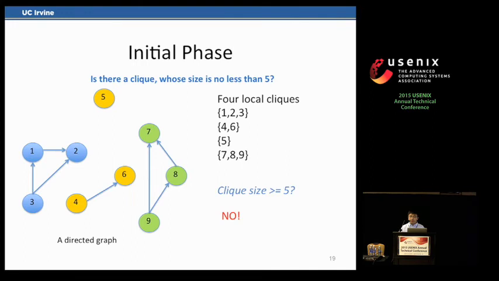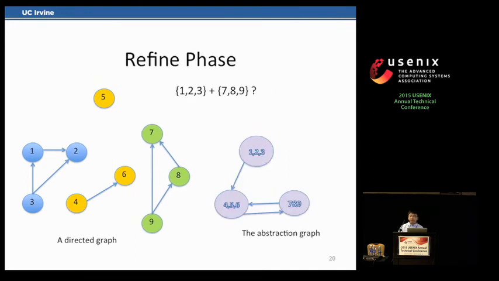GraphQ first inspects the 2 cliques with a larger size, 1, 2, 3, and 7, 8, 9. GraphQ checks the abstract edge on the abstract graph. As there is no abstract edge, we can safely skip this option. Then GraphQ tries to check 1, 2, 3, and 4, 6. And there is an abstract edge on the abstract graph, so it's possible we can answer the query.